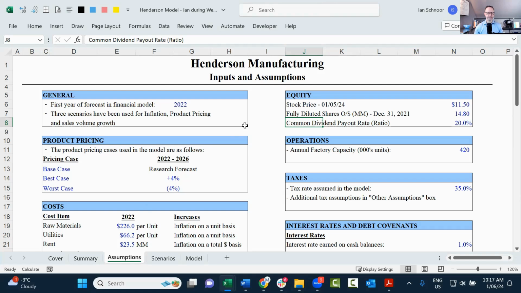On the assumption page, there's a box for equity, and there are some of the key equity assumptions. One of the equity assumptions is that this company has a common dividend payout ratio of 20%. Really what that means is that they will pay out 20% of their net income as a dividend every year. So that's the assumption on the assumption sheet. Now let's go take a look at the equity schedule in the model.